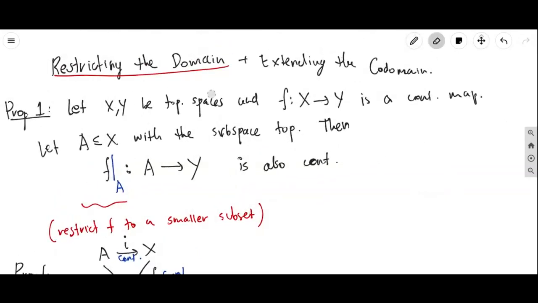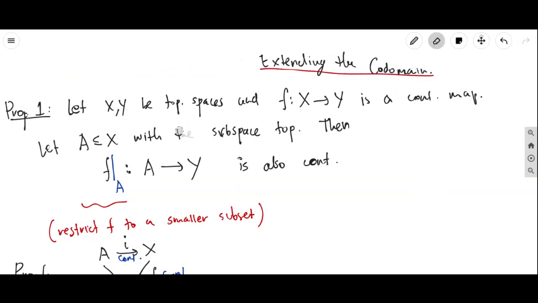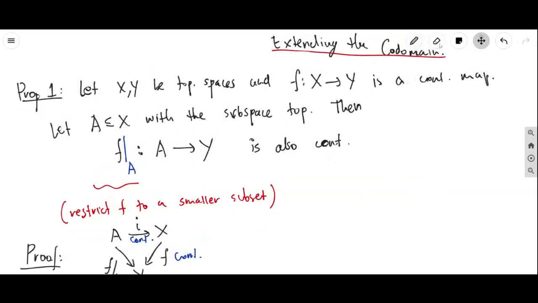So this is about restricting the domain. Now I want to talk about the other one, which is very similar to it. This is about extending the codomain. So here's how this one goes. Let's call this proposition 2. Though probably giving these propositions names does not make a lot of sense because we're writing down these propositions in some kind of random ordering. This is maybe like the 6th proposition today or something. So here's how this goes.